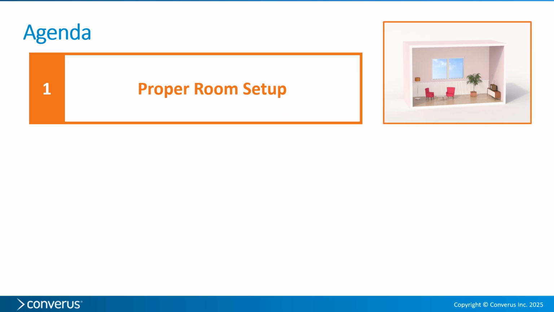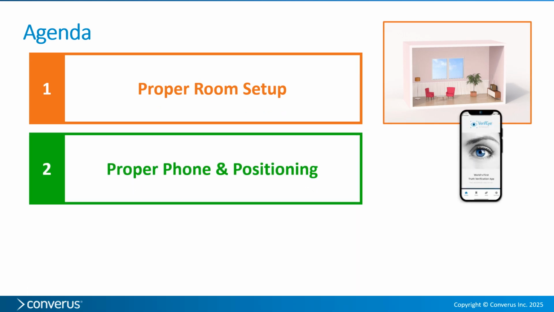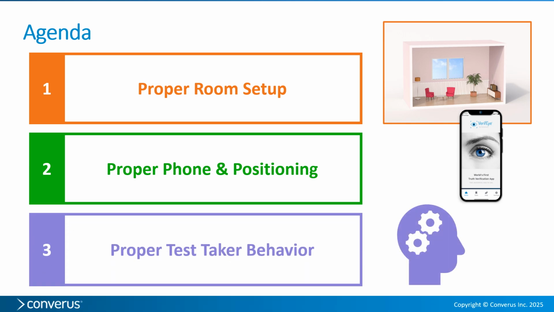In this presentation, we discuss best practices to ensure that good video and audio data are recorded for a VerifEye test. This is affected by three main things. 1. The testing room and setting. 2. The phone or device and the correct position to monitor the examinee's eyes. And 3. Test taker behaviors and cooperation while testing.